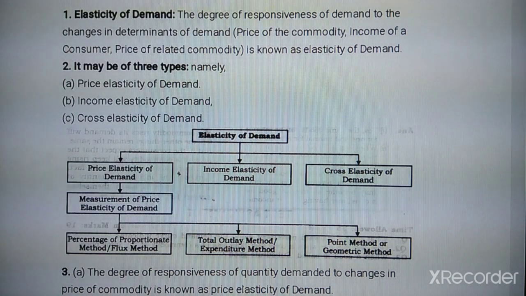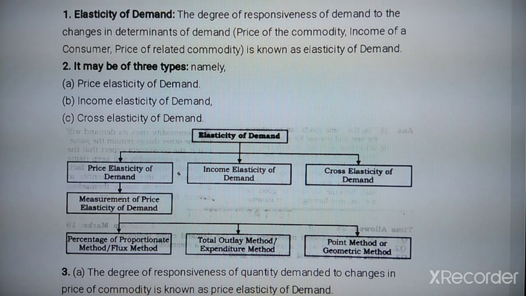We will start with elasticity of demand. The degree of responsiveness of demand to the change in determinants of demand, the determinants being the price of the commodity, income of the consumer, and price of related commodity, is known as elasticity of demand. In other words, how demand changes due to change in its price. That is what elasticity of demand is.